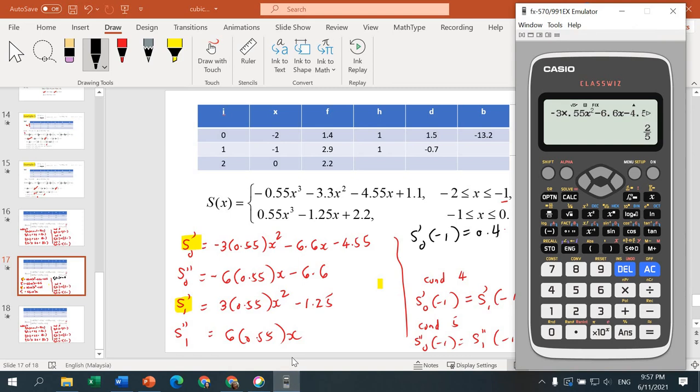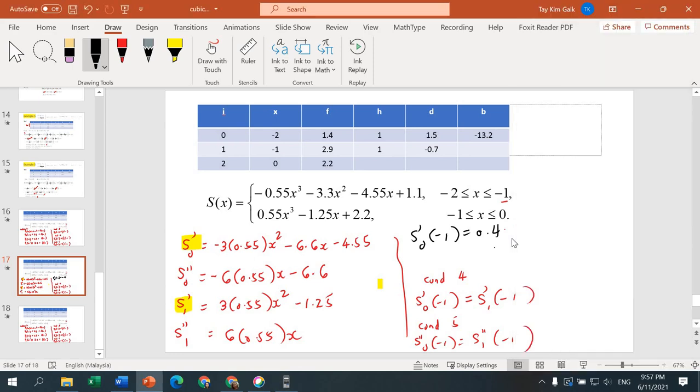Okay, and then for S1 prime, which is 3 times 0.55x squared minus 1.25, calculate x is negative 1. So also you get 0.4. So S1 prime at negative 1 is also 0.4. So this means condition 4 is satisfied.